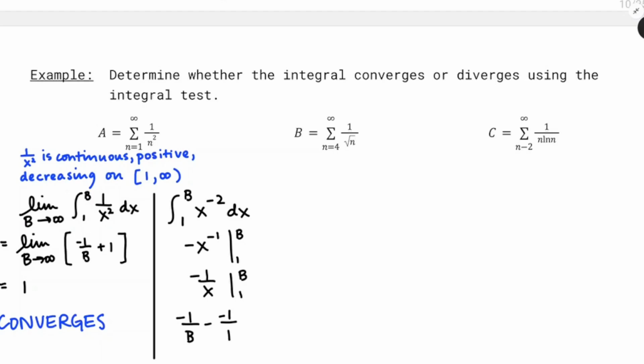All right, now B, the sum from 4 to infinity of 1 over the square root of n. I want you to try that one on your own. You should try to carry that all out with a video pause, and I'm going to bring in the answers here in just a few seconds.